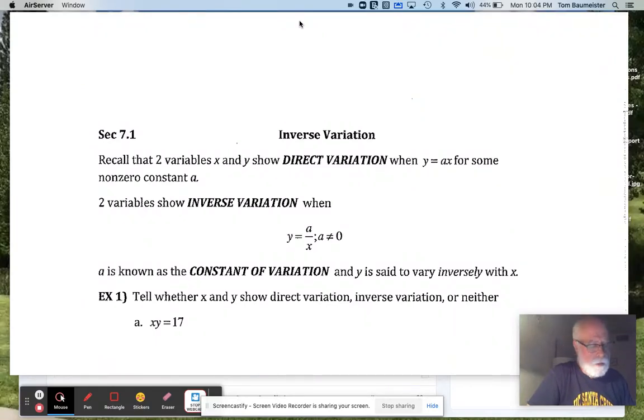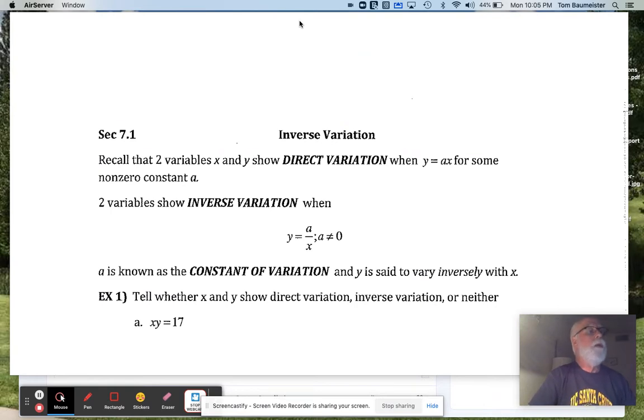All right, this is section 7.1. So recall, and this should be something you recall from Algebra 1, that two variables, x and y, show direct variation when y is equal to a times x for some non-zero constant a. Remember, constant means it's a number. Two variables show inverse variation when y is equal to a divided by x, and a is not equal to 0. A is known as the constant of variation, and y is said to vary inversely with x.